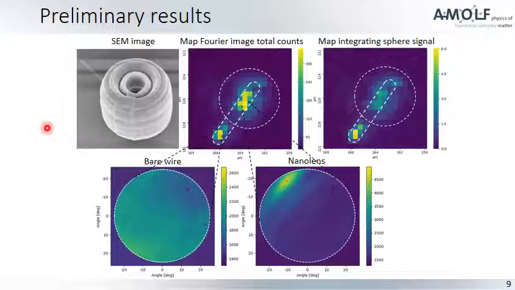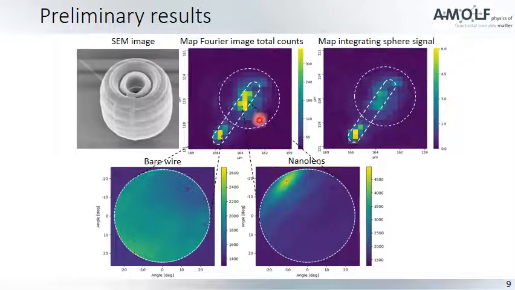These are on a slightly different material system, where we have a nanowire underneath a nanolens. And here we see a map by scanning with the focused laser spot, moving the sample on a piezo stage through the focused laser and collecting the signals at each position. This is the total amount of counts on the CCD detector on the Fourier microscope, and this is the integrating sphere signal. And here we already clearly see that underneath the lens, the intensity of light in the integrating sphere, light that goes to the back, is much lower compared to the bare wire.